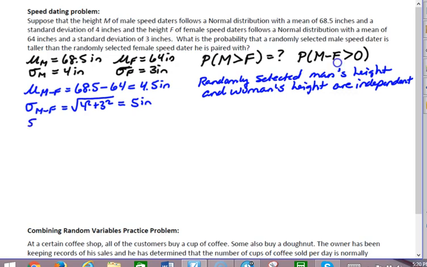And the shape of the distribution is still normal, because if we combine by adding or subtracting two normally distributed variables, the combination of those variables is still normal. So still approximately normal.